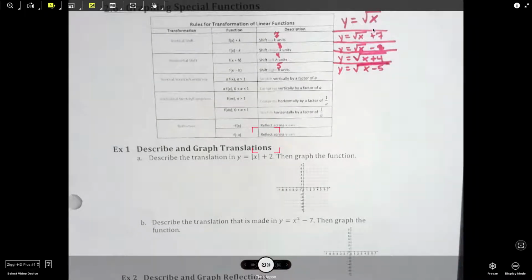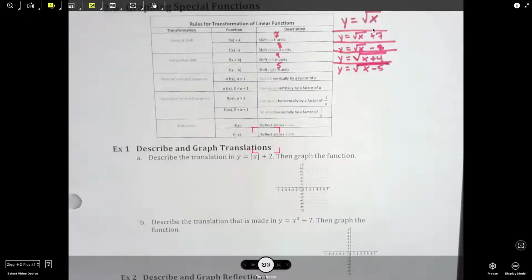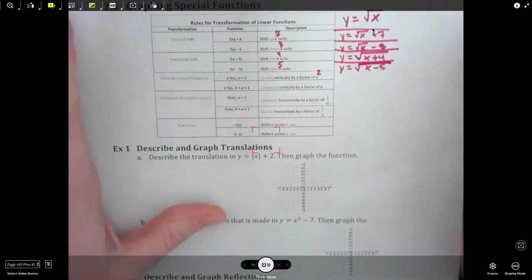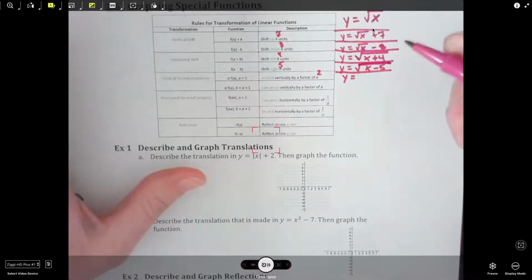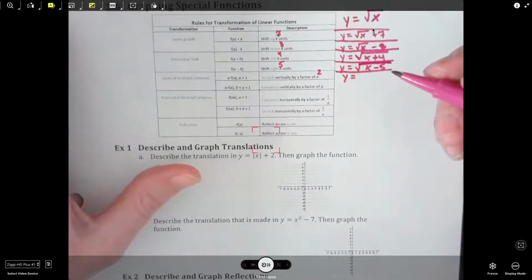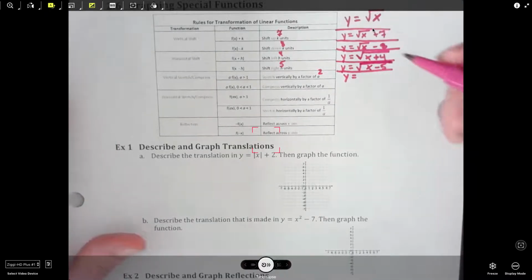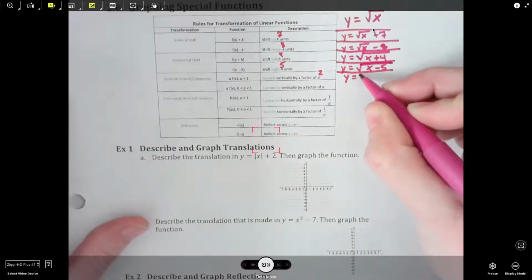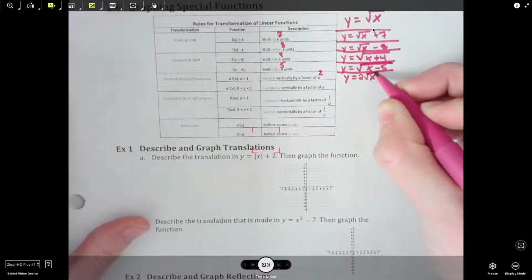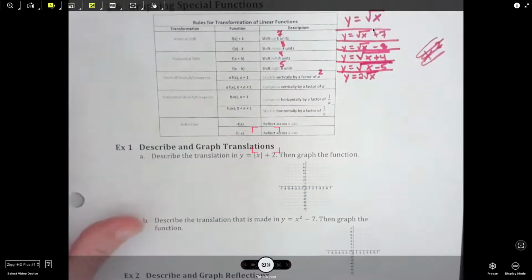All right. Stretch vertically by a factor of a. What do you want to stretch it vertically by a factor of? 2. So y equals, that will look like, this is going to be hard. Stretch vertically by a factor of 2. Multiply by 2, which looks like 2 times the square root of x. X squared is this, so not that. Square root of x. 2 square roots of x.